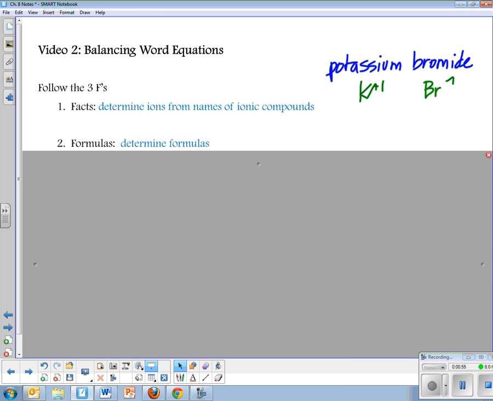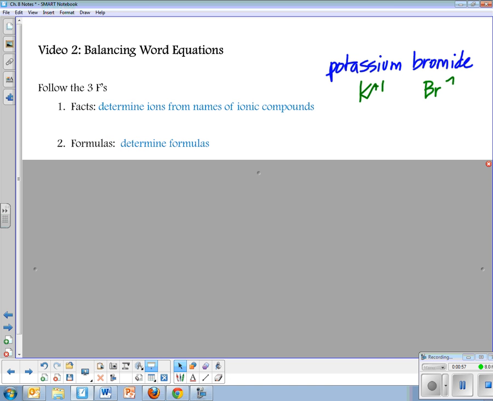Next, you're going to need to write any and all formulas. If it's ionic, now you're going to put the ions together. If it's molecular, you're going to look at the prefixes. So here's where you would write KBr, because you've got plus 1 and minus 1. So crisscrossing would just be one of each.